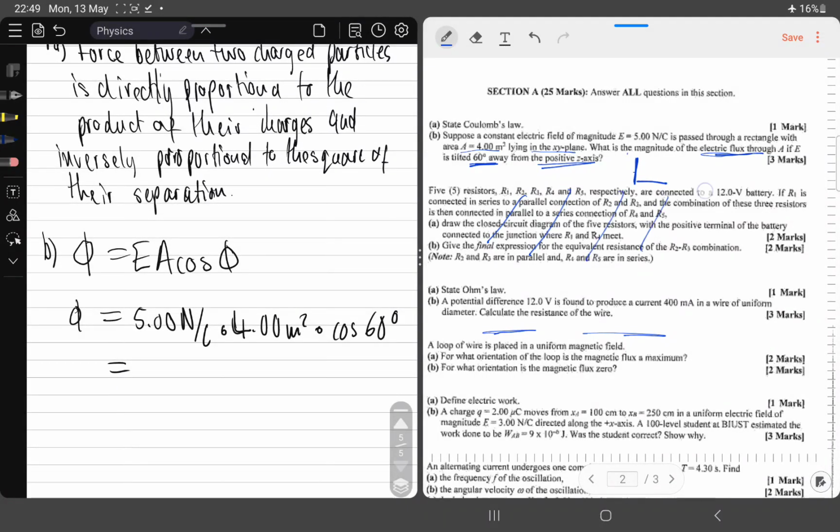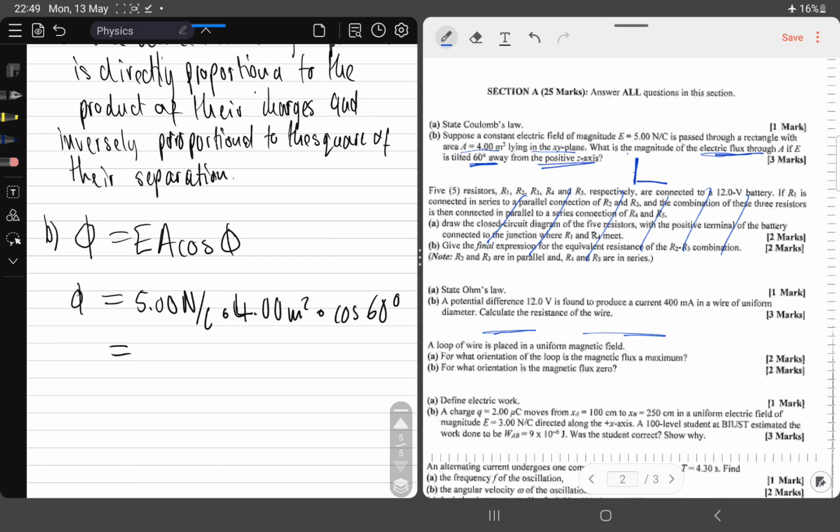I'm going to skip this one, and then we'll go and do the next one. So what is my cos 60? I think it's half. Give me a second to punch in the calculator. It is going to be 5.00 times 4 times cos 60. I will get 10. So my flux is actually going to be 10.